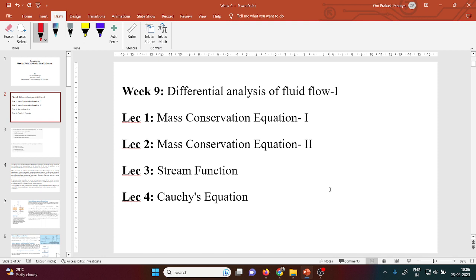Lecture 1 was about the mass conservation equation. You know the continuity equation, but how we can derive it, there are several methods. We'll discuss in this session the methods and concepts as well as question answers. Lecture 2 was about the mass conservation equation second, lecture third was about the stream function, and the fourth one is the Gauss equation.